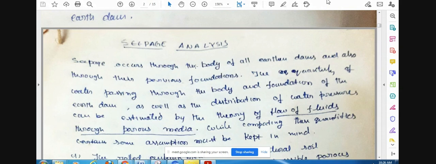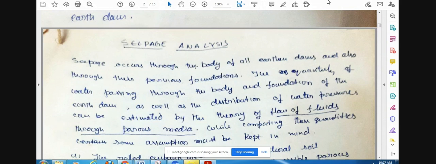structure, right? So the takeaway from this topic is that you have to calculate how much seepage, the quantity of seepage, is taking place from upstream to downstream through the body. So that you have to quantify that seepage. For that quantification this analysis is required, and you also have to quantify the pressure.